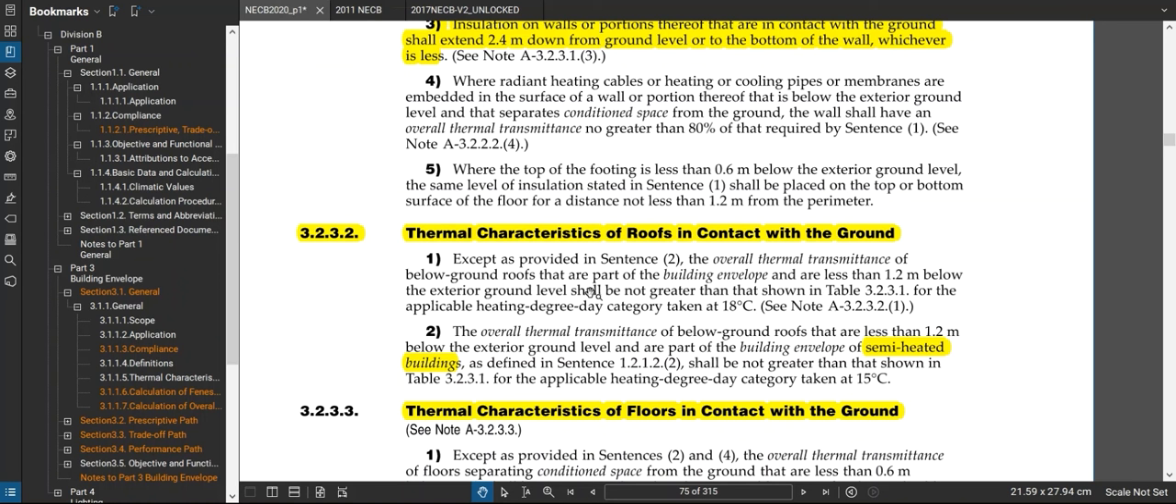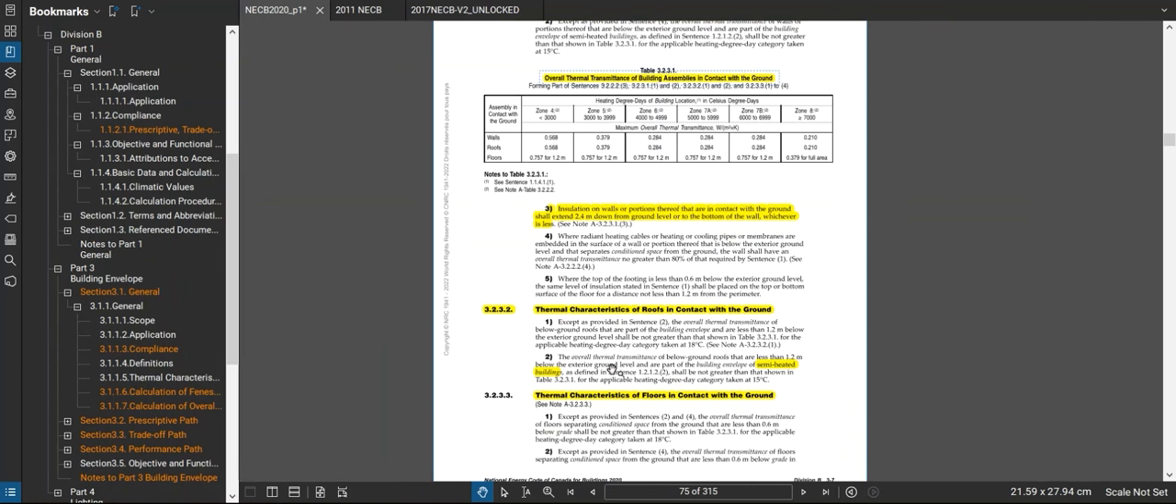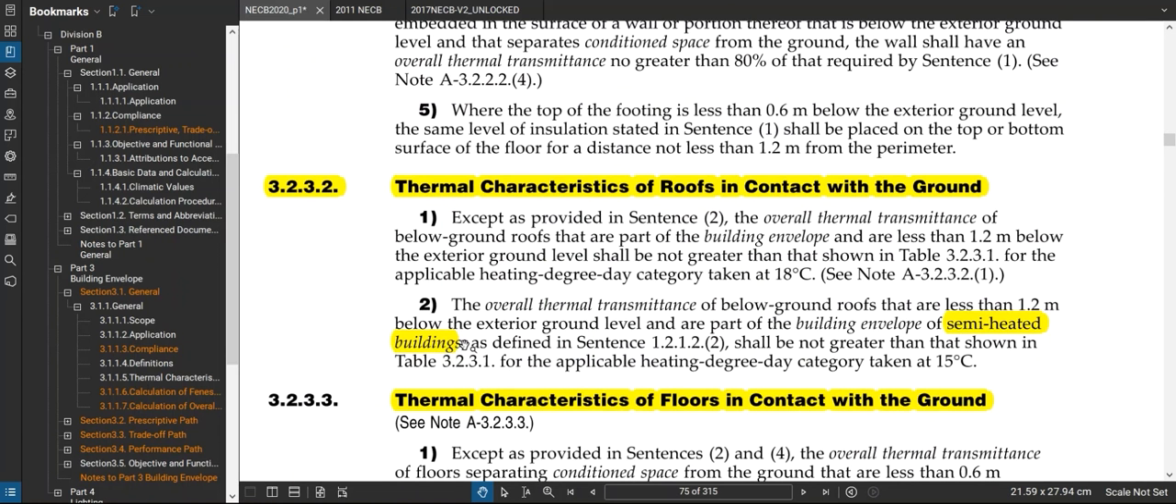So for example, a plaza deck, like maybe the underground parkade extends out farther from the exterior wall above. And so you have a plaza deck situation. So there's actually 2 sentences here. One talks about using the values in the chart up here, but there's also a mention of a semi-heated building.